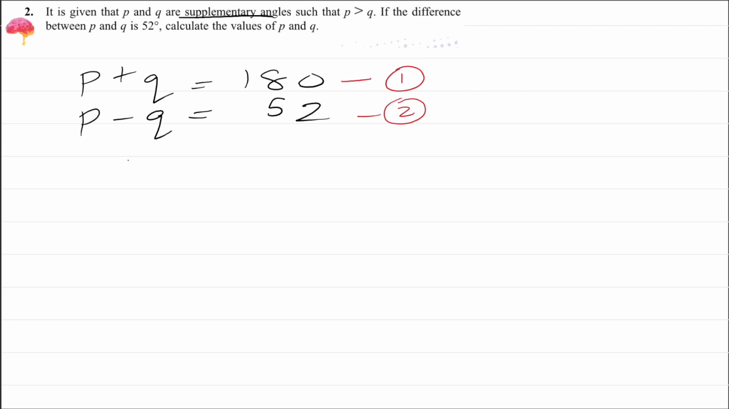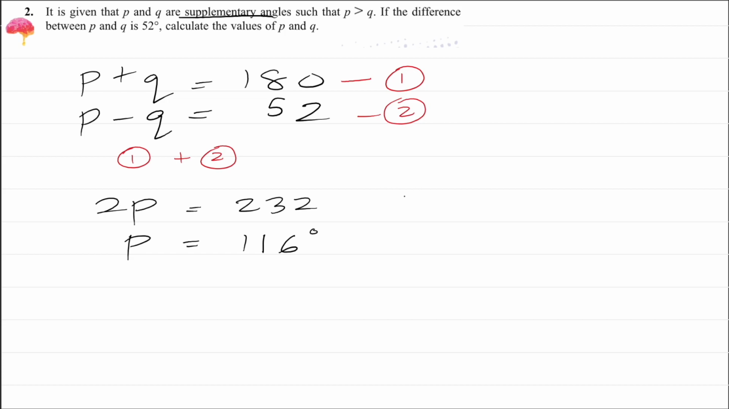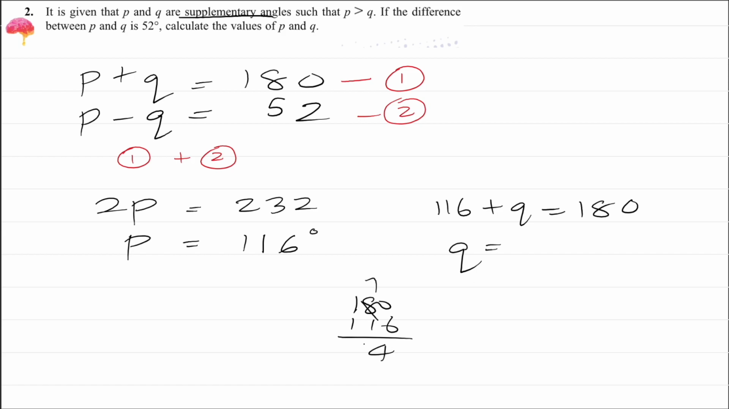So, let's say kita nak buangkan Q ni. So, kita boleh tuliskan apa? 1 tambah 2. Kenapa tambah? Sebab lain simbol tambah lah. Kalau sama simbol, tolak. So, you can get 2P is equals to 232 and P is equals to 116. Betul? Okay, so P is 116. Okay, so how to find Q, masukkan je lah dekat mana-mana. So, 116 tambah Q sama juga dengan 180. So, Q yang akan dapat 180 tolak 116, that is 64.